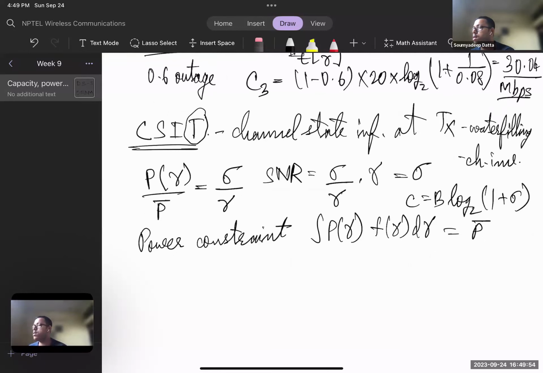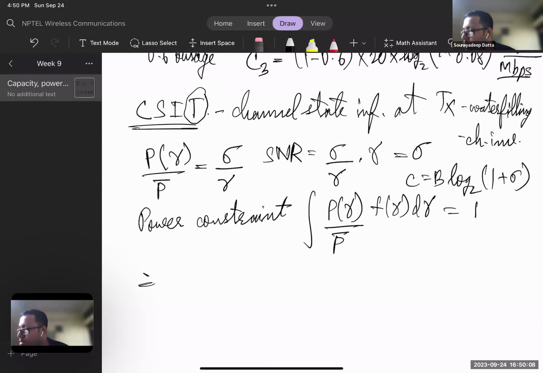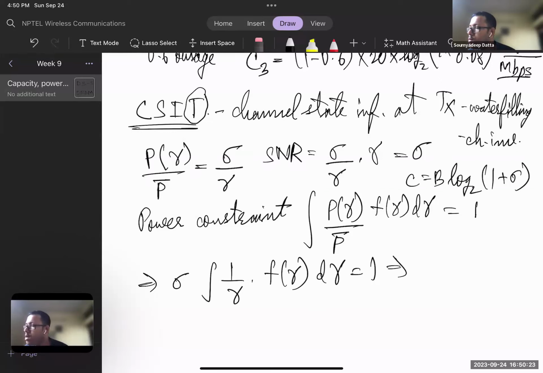If you solve for this, you see that sigma becomes a constant and comes out. If you just rearrange it, this is what you get. So sigma is a constant, and then what you have is integral of 1 by gamma, f of gamma, d gamma, equal to 1. This integration is nothing but the expectation of 1 by gamma. So your sigma becomes 1 by the expectation of 1 by gamma. Okay, I hope this is clear.